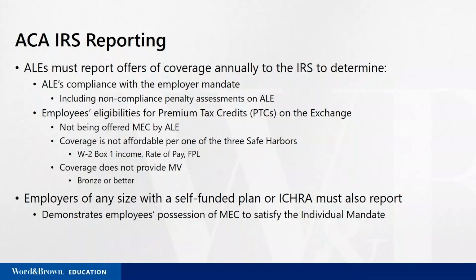In addition to applicable large employers, employers of any size with a self-funded plan or an ICHRA also have to report annually to the IRS. That's because in these different types of plan options, there really isn't a carrier involved to do the IRS reporting to prove an offer of coverage, that an individual held minimum essential coverage during the tax season. So that will fall on an employer that sponsors either a self-insured or an ICHRA coverage.